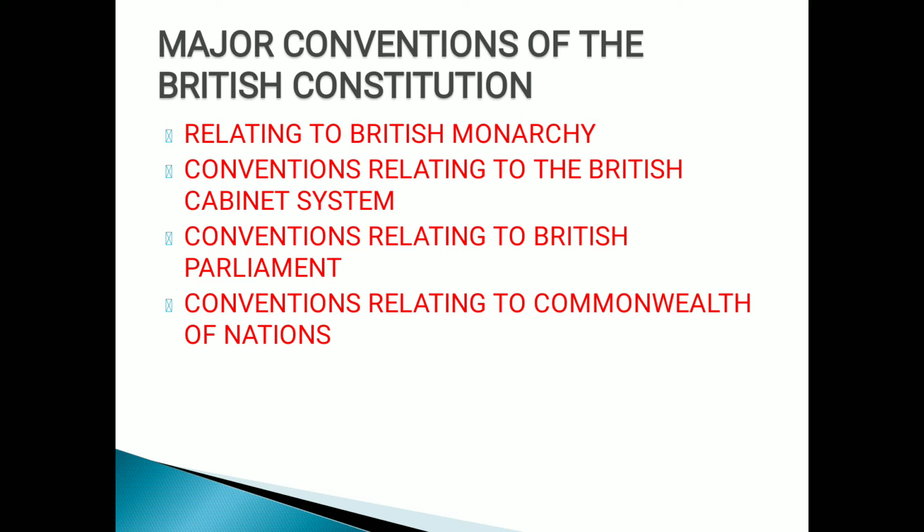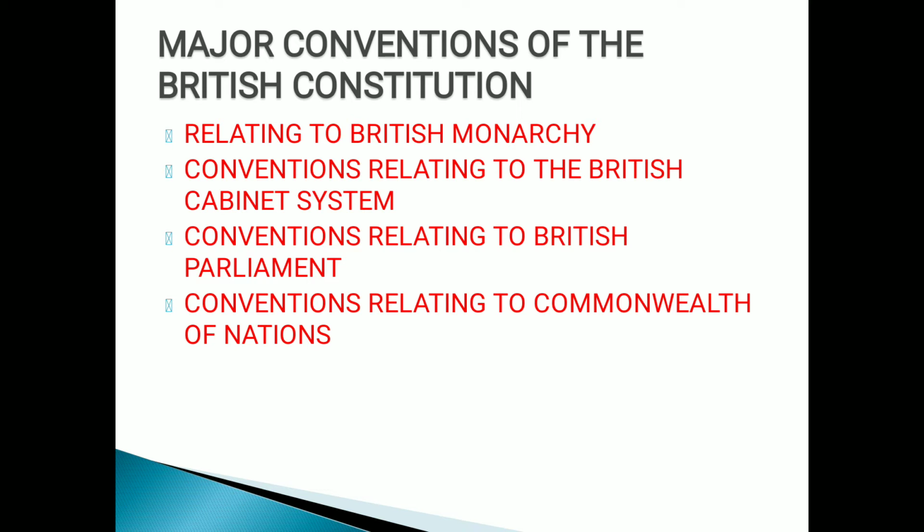Now, the monarchy always acts upon the advice of the cabinet. The monarchy does not attend the meeting of the cabinet. The monarchy never exercises his veto over the bills passed by the parliament. The monarchy dissolves the House of Commons only on the advice of the cabinet. The monarch appoints only the leader of the majority party in the House of Commons as the PM. Upon the resignation of the cabinet, the monarch always invites the leader of the opposition to form the cabinet.